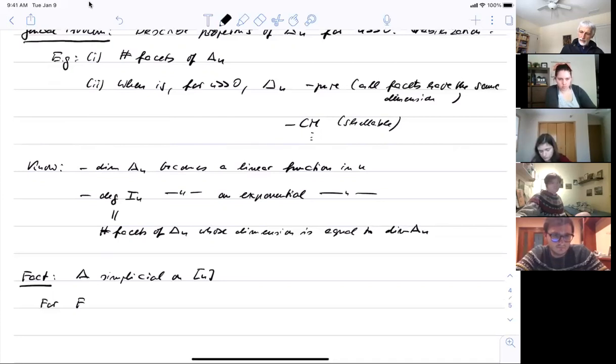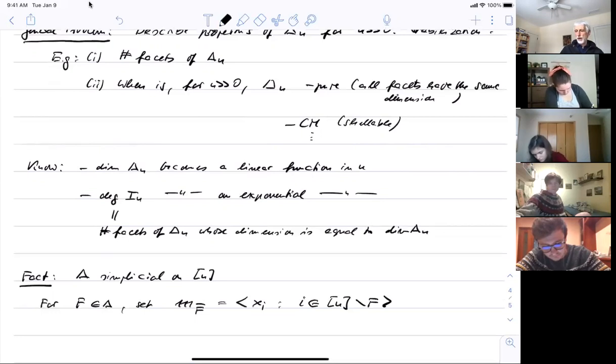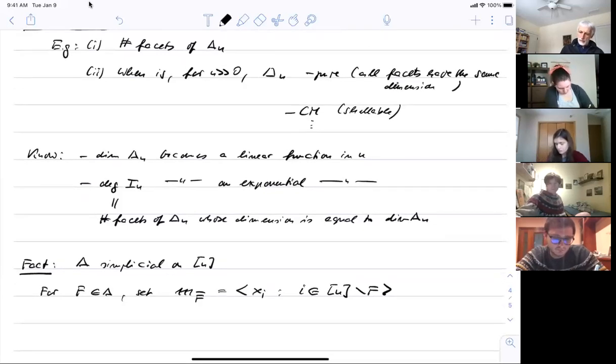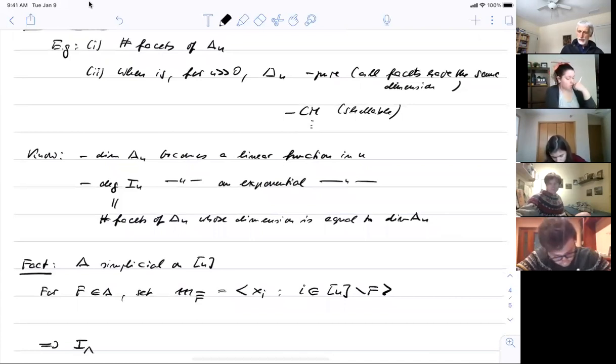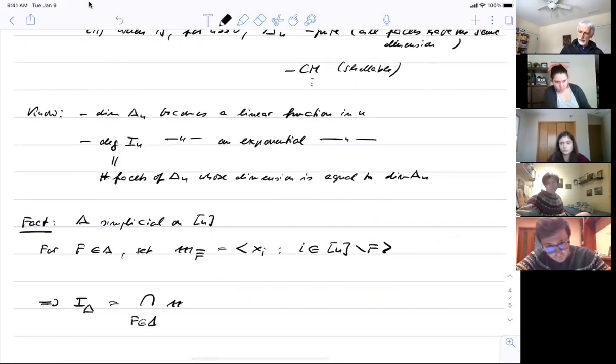So if you take any face F of our simplicial complex, let's denote by M sub F bar the ideal generated by the variables that have an index which is in the complement of F. So this F bar is meant to indicate the complement of F. And then it's not too difficult to show that the ideal of the simplicial complex delta is the intersection over all faces in delta of these ideals just introduced.